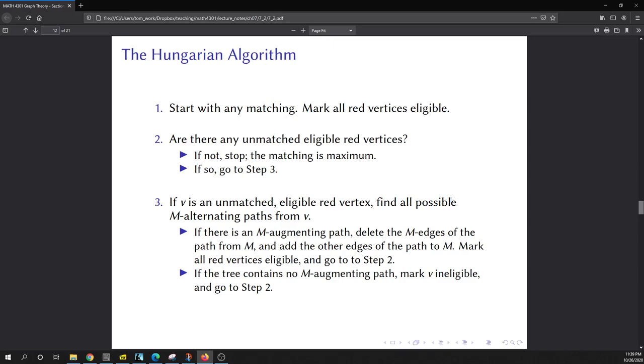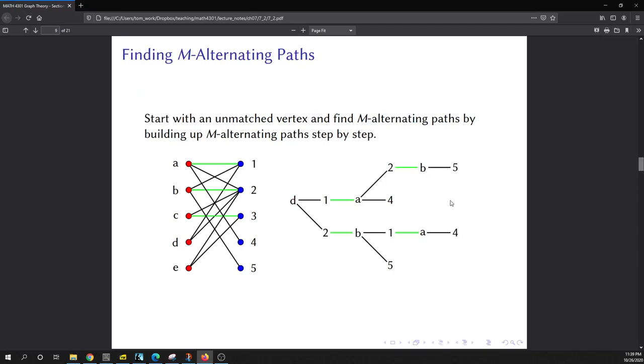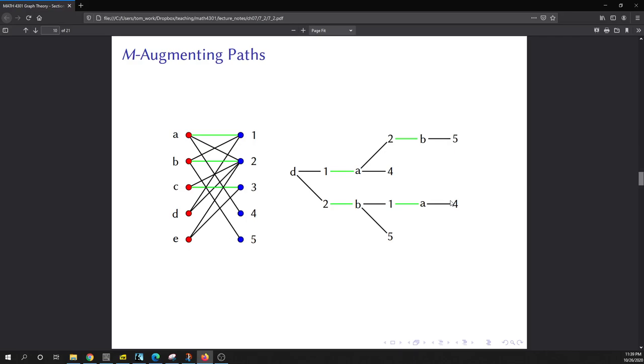All right, looks like I cut out my definition here. So let's pull up the book and take a look at it, since I messed that up.